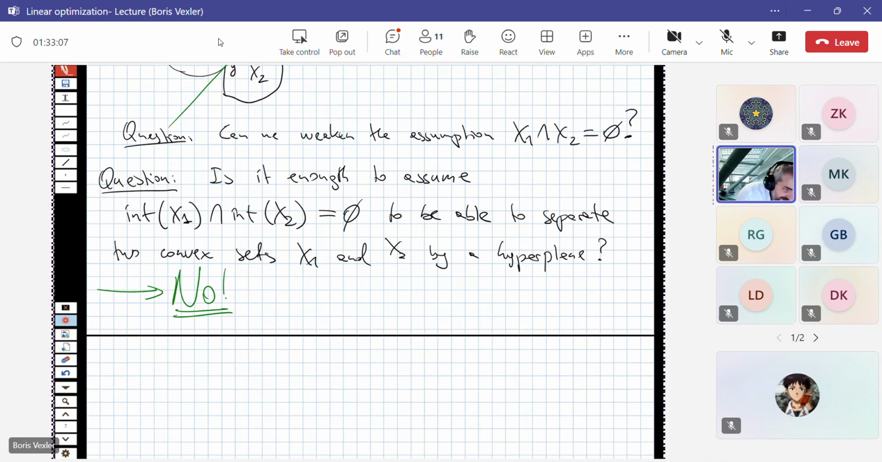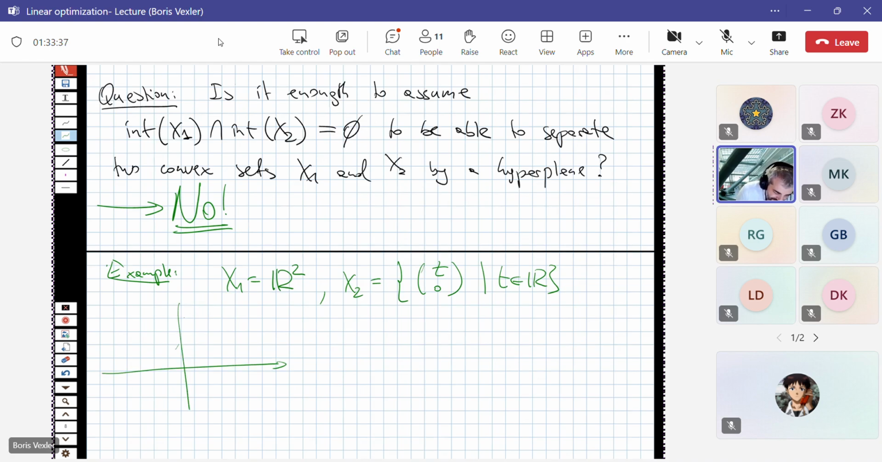Okay, I give you a very simple example. Just take x1 equal to R2 and x2 equal to the set (t, 0) with t in R. x2 is just one line, the second component is 0. X1 is the whole R2, and X2 is just this line. The interior of X1, the interior of R2, is of course just R2.